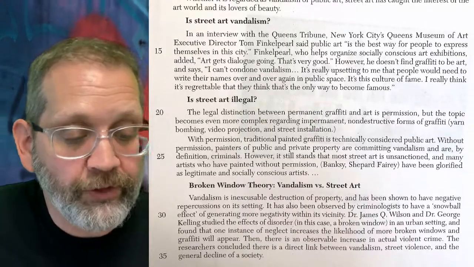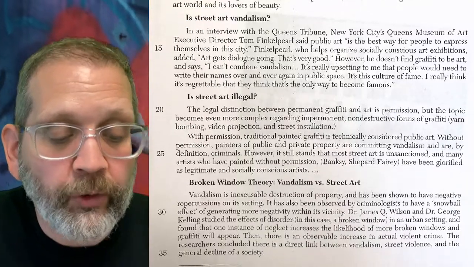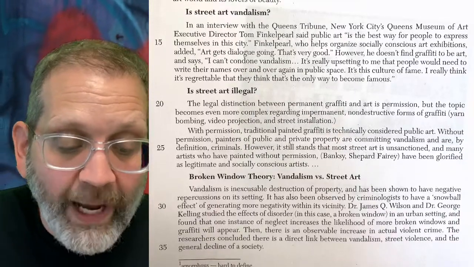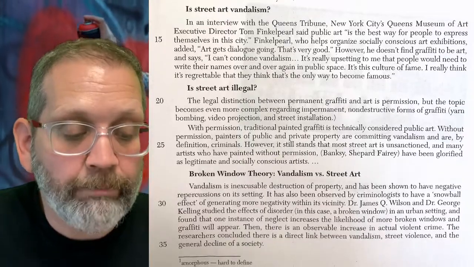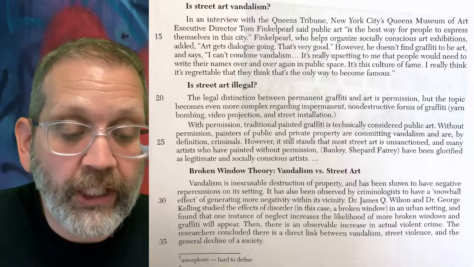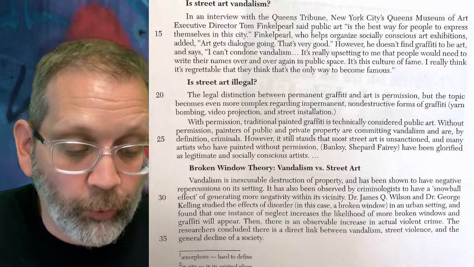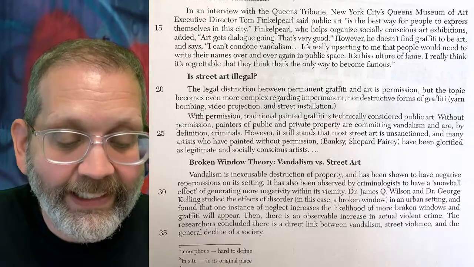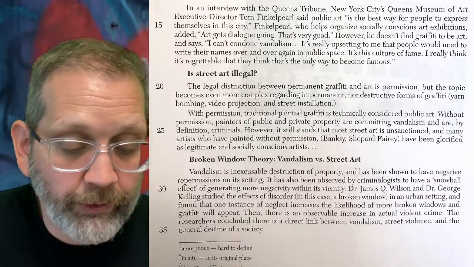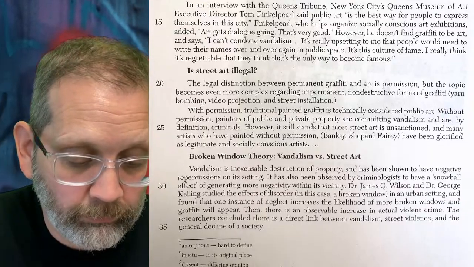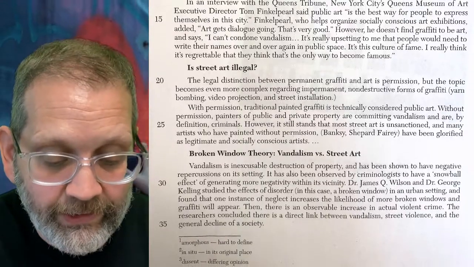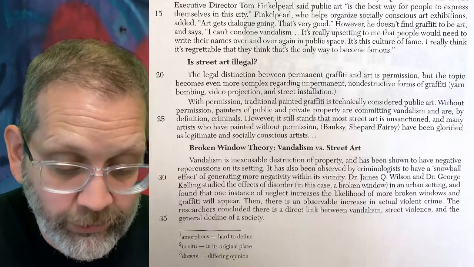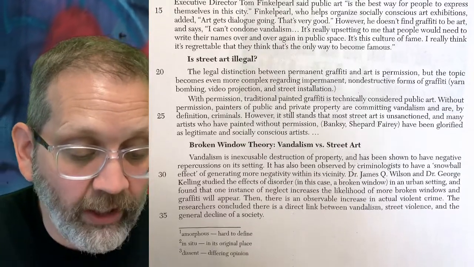Broken window theory, vandalism versus street art. Vandalism is inexcusable destruction of property and has been shown to have negative repercussions on its setting. It has also been observed by criminologists to have a snowball effect of generating more negativity within its vicinity. Dr. James Q. Wilson and Dr. George Kelling studied the effects of disorder, in this case a broken window, in an urban setting, and found that one instance of neglect increases the likelihood of more broken windows and graffiti will appear. Then, there is an observable increase in actual violent crime. The researchers concluded that there is a direct link between vandalism, street violence, and the general decline of a society.